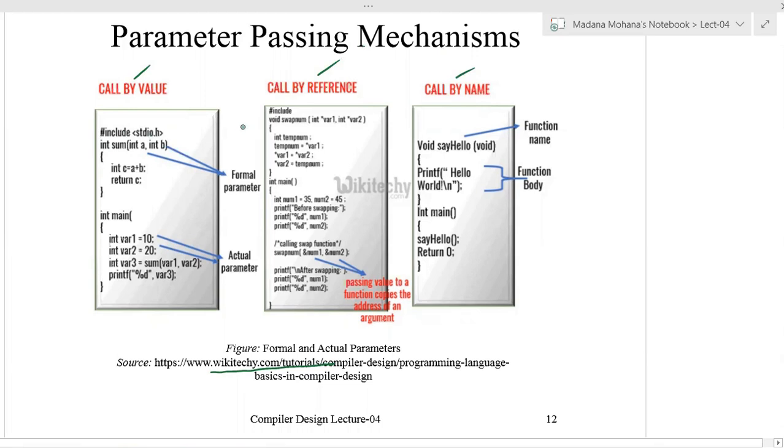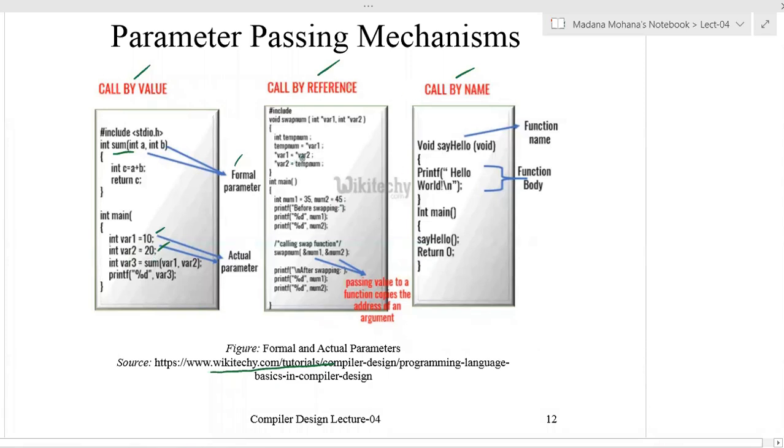Here you can see these are all sample codes written in C language. Here, include stdio.h, then int sum, the parameters int a comma b. These are called formal parameters. Then in the main function, we declared two variables, variable 1 equal to 10, variable 2 equal to 20. These are called actual parameters. In actual parameters, we have call by value, call by reference, and call by name. Here in call by value, directly variable 1 equal to 10, variable 2 equal to 20.